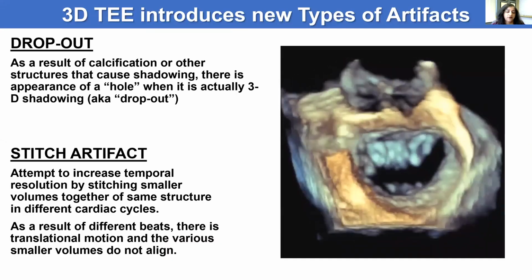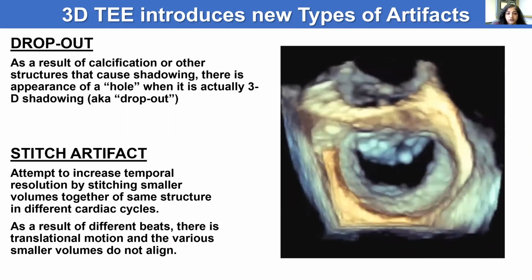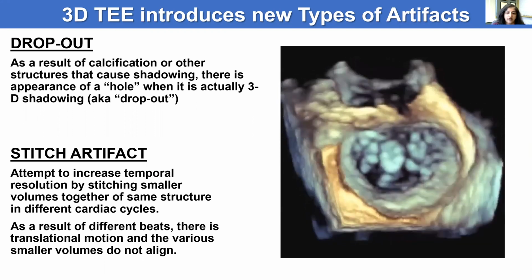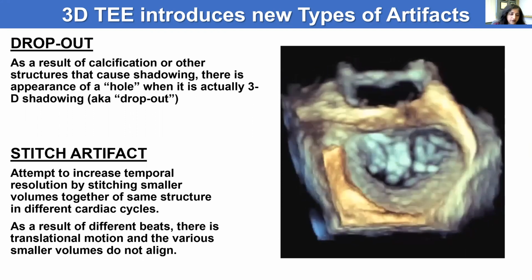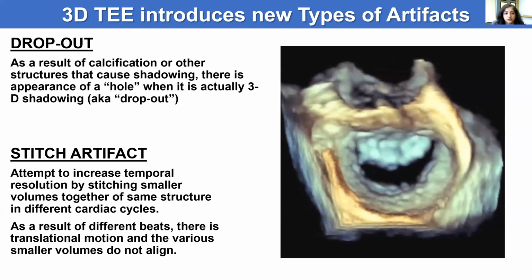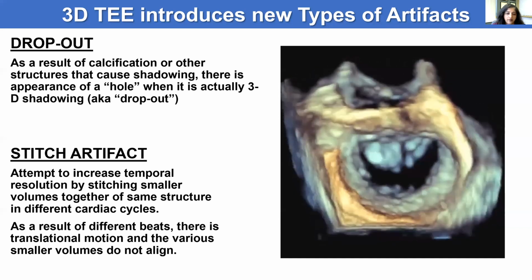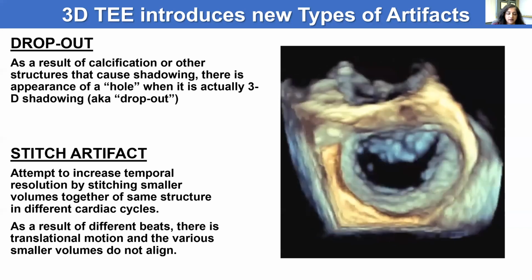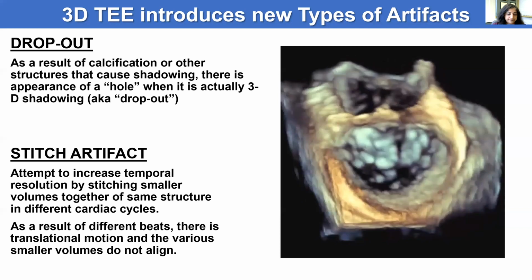So 3D TEE is very, very powerful in the mitral valve and other valves, but it also introduces its own type of artifacts. So here it looks like on this 3D TEE of the mitral valve that there's a cleft in the anterior leaflet, and it really is a result of calcification or other structures that cause shadowing. There is this appearance of a hole, or what we call dropout, in some TEE views. And the best way to resolve this is to use your color Doppler to allow you to differentiate what is truly a flow from what is dropout.